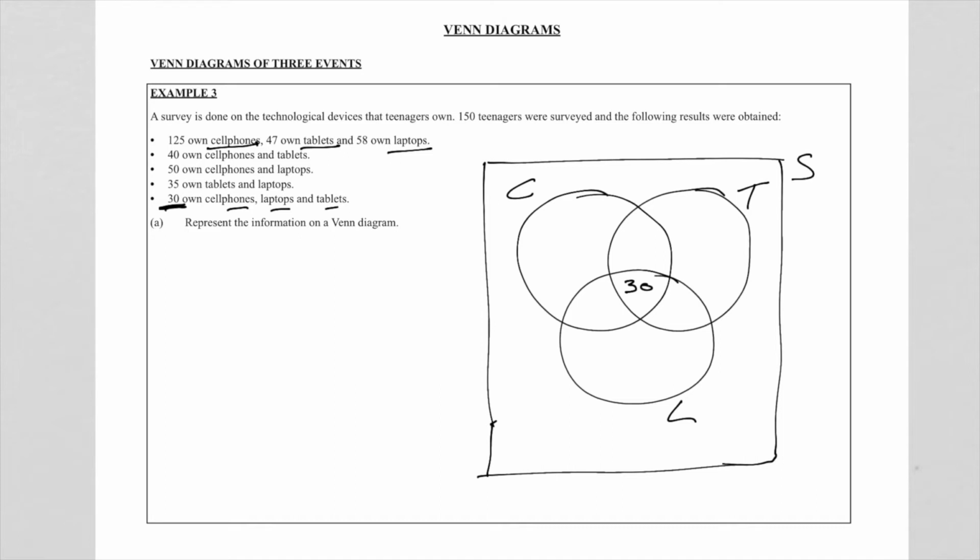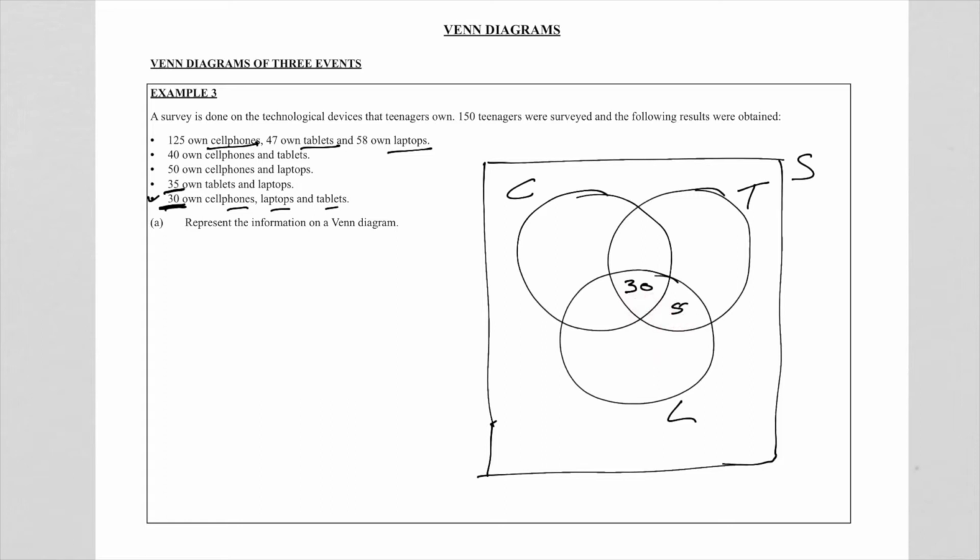Now we go to the next one, and I'm just going to tick this one. So now I look at this 35. The 35 own tablets and laptops. So that means tablets and laptops, that is the intersection, must be a total of 35. But as you can see, we've got 30 already. So please don't make the mistake of putting the 35 here, because the whole thing must be 35. So that will then be 5, which will give us the total of the 35.